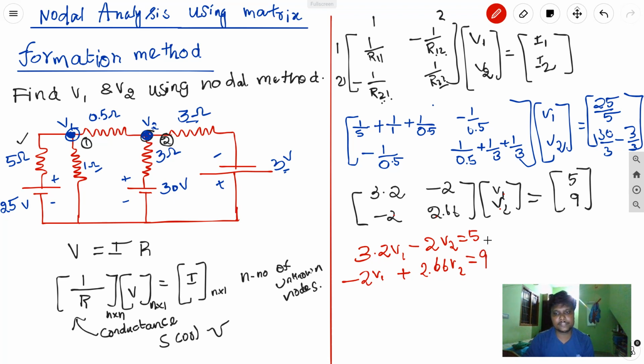Now we can solve these two equations by using Cramer's rule, which I already explained in class. If you solve by using Cramer's rule, you will get the final answer as V1 equal to 6.83 volt and V2 as 8.3 volt. So this is the answer you'll get. I hope you understand the method. For solving a nodal problem, either use this matrix formation method or the conventional method which we already discussed in the class. Thank you.